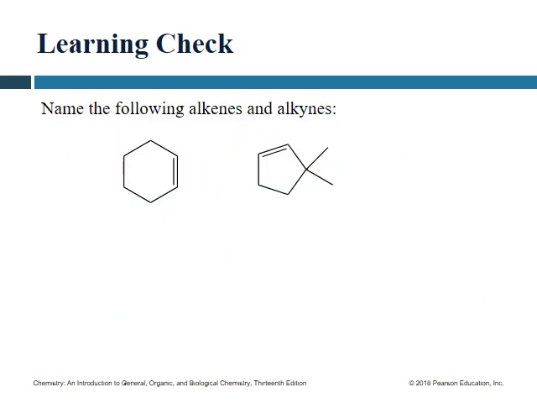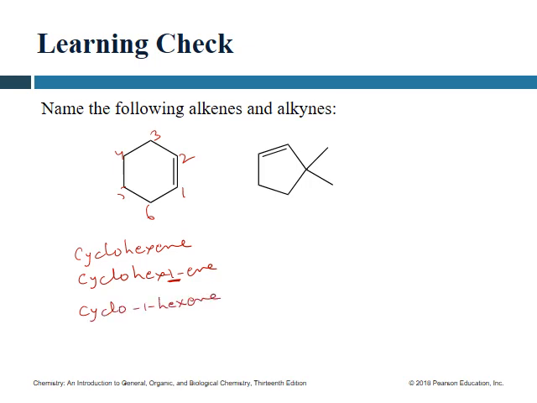So let's try to name the following cycloalkene. Again, the same principle applies. You have to give the priority to the double bond. You start 1, 2, 3, 4, 5, 6. I can write cyclohexene, or I can write cyclohex-1-ene, where I'm just specifying the location, or I can write 1-cyclohexene. So all of them are correct names, but if you don't specify, that's also okay.